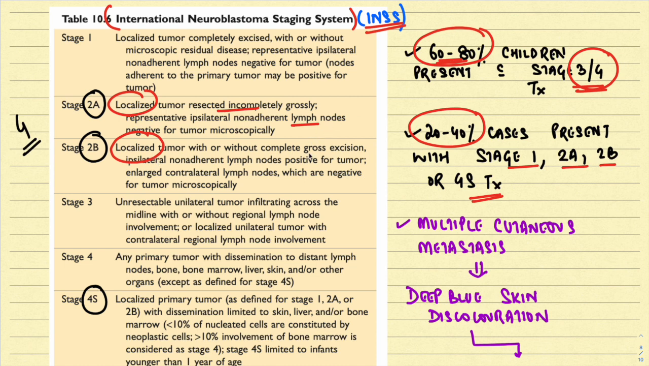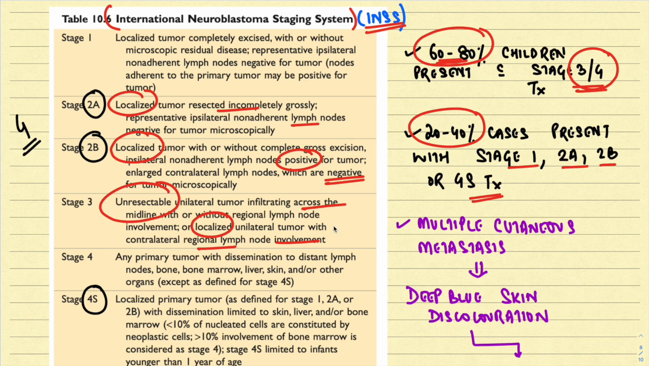Okay, but the same sided lymph nodes, if you see, become positive for the tumor, but the contralateral or the opposite side lymph nodes are negative for the tumor. Stage 3 is an unresectable unilateral tumor which has crossed the midline. Either this has happened with or without lymph node involvement, or the tumor is localized only but the opposite sided lymph node has been involved. That becomes stage 3.